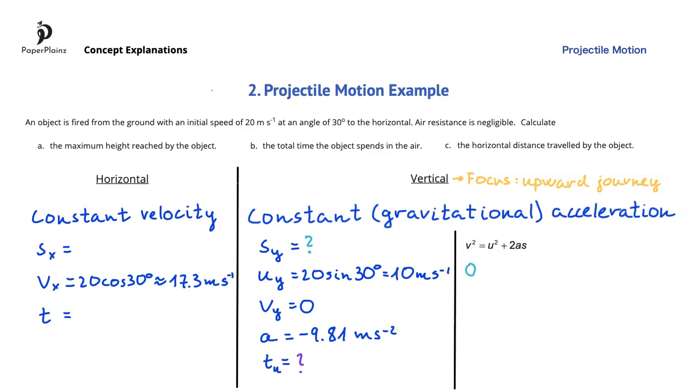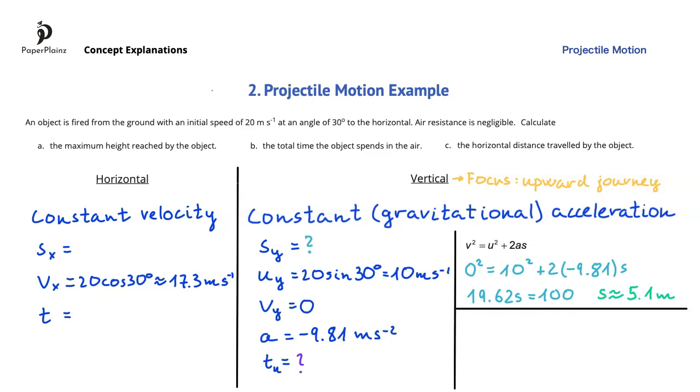Substituting gives us 0 squared is equal to 10 squared plus 2 times negative 9.81 times s. Working further and rearranging, we get 19.62s is equal to 100. So for s, we get approximately 5.1 meters. So this is the maximum height reached by the object.